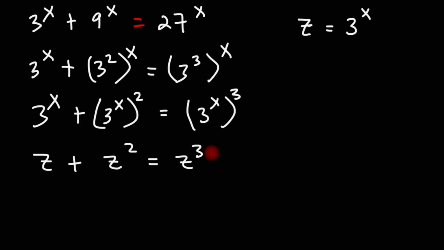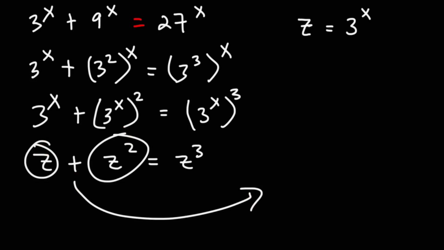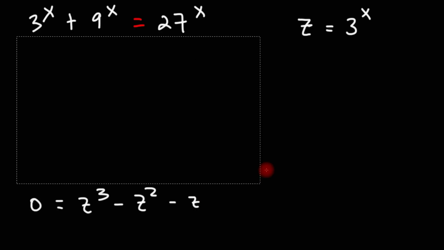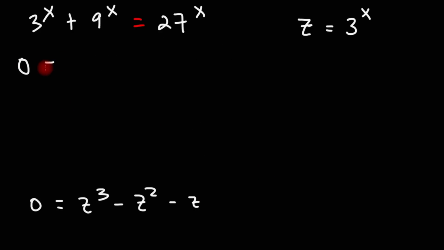Now, in order to solve for Z, I'm going to take these two and move them to the other side. So on the left, I'm going to have 0. On the right, it's going to be Z to the third minus Z squared minus Z. So now what we can do is factor Z. We'll be left with Z squared minus Z minus 1.